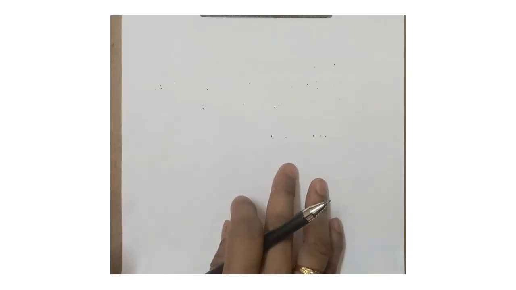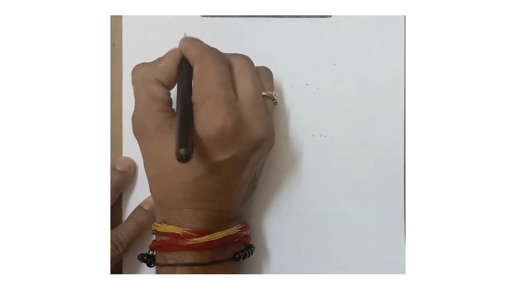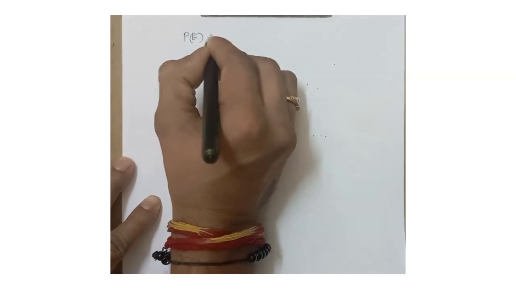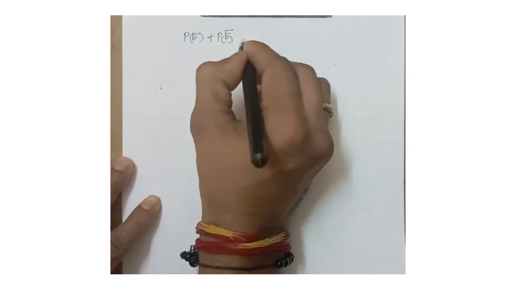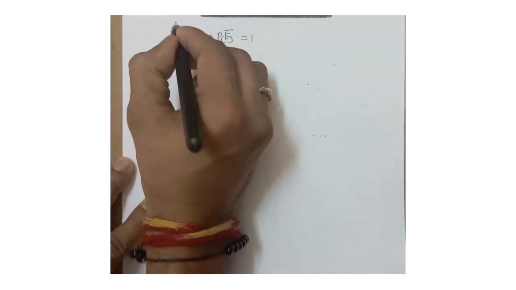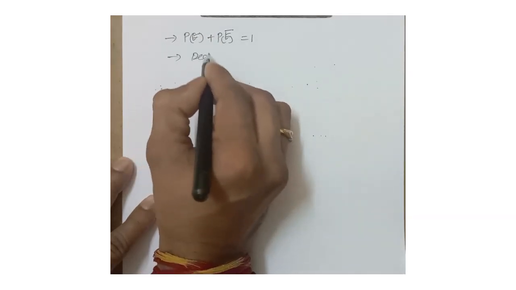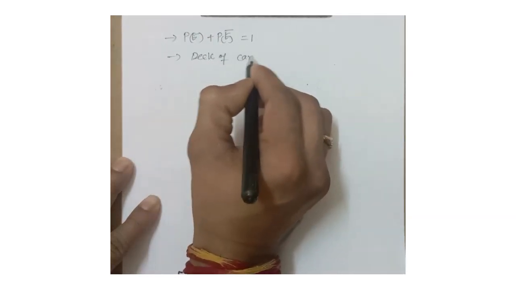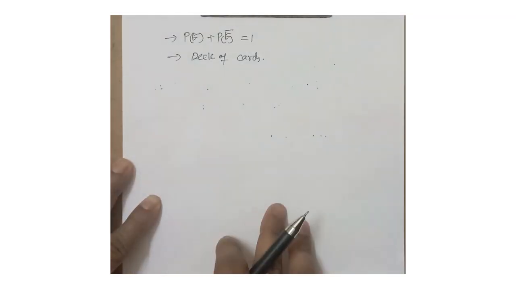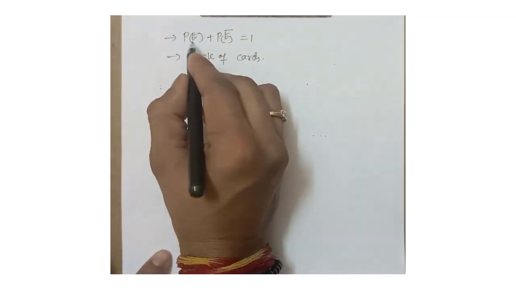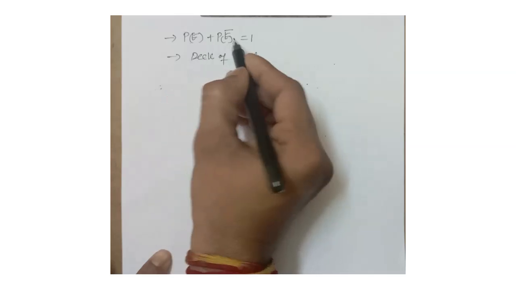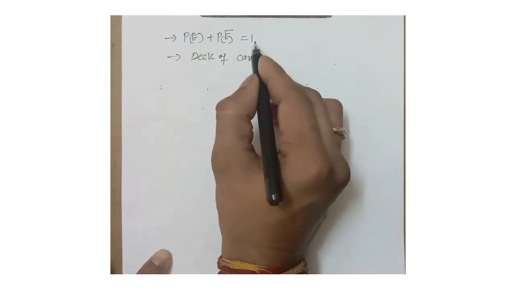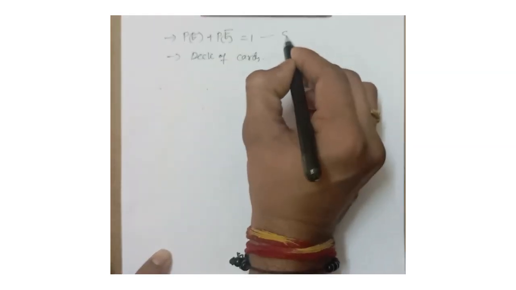Now after the deck of cards, there is one more topic with one formula: P(E) plus P(E dash), which are complementary, equals 1. So the deck of cards is completed. We'll be getting one question on that, and after that, there is the formula P(E), the probability of getting an event and not getting that event, or its complement, equals 1. Based on this, we'll get one SAQ, short answer question.